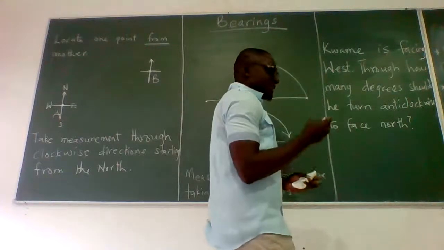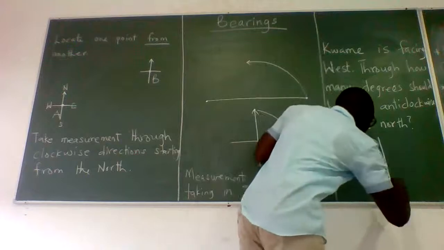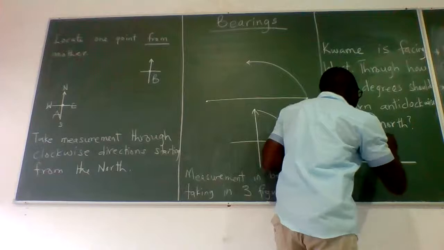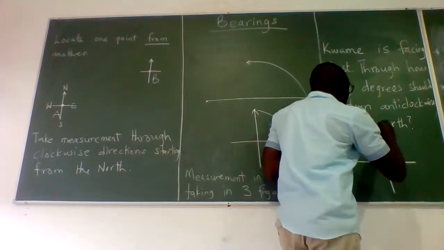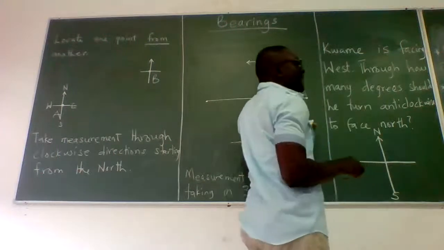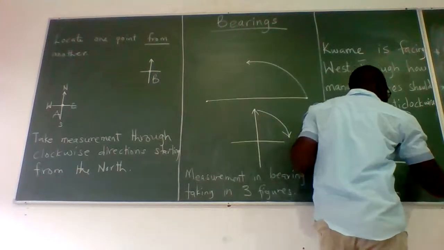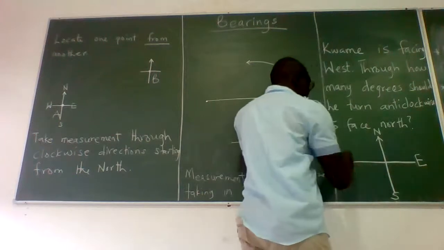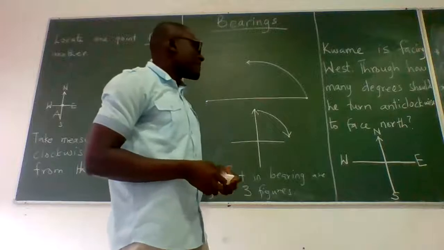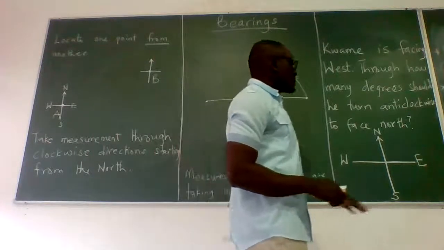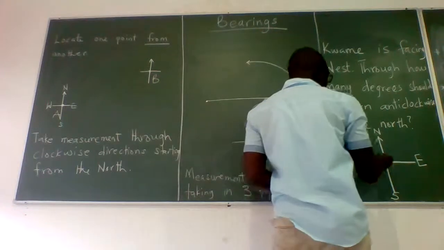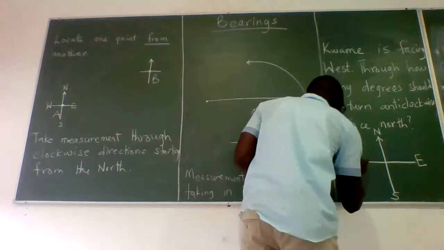So once again, these are the cardinal points. When you have this cross, the top one is always the north, and opposite to that is the south. Then to the right-hand side is the east, and opposite to that is the west. Okay. So at this time, we are told that Kwame is facing the west. So we mean Kwame is facing somewhere here.